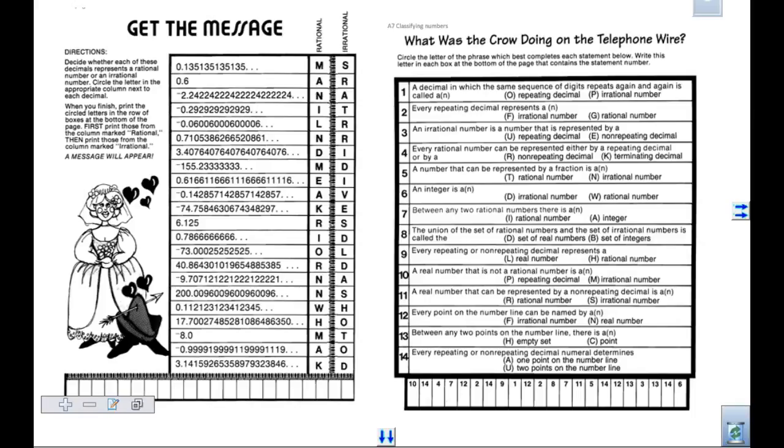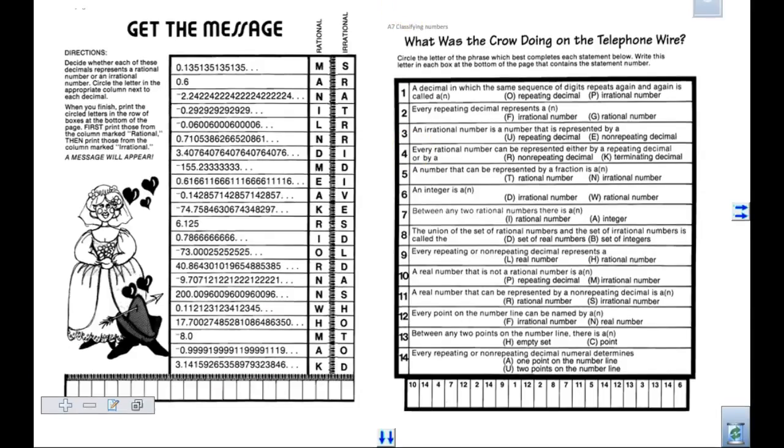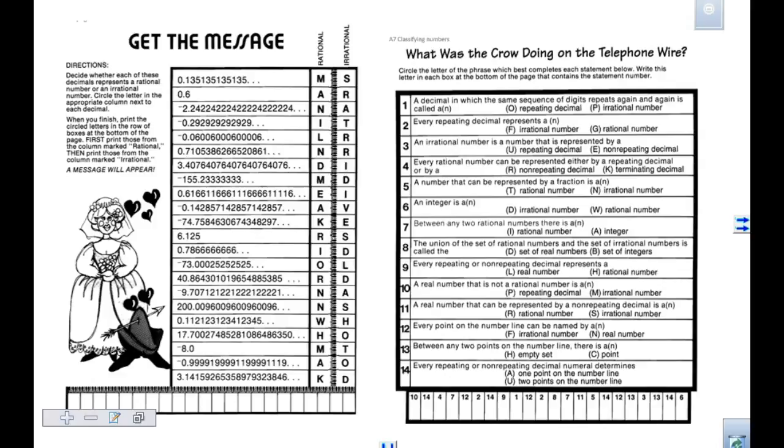Way down first, the rational column, and then the irrational. Does someone want to read my message for me? It should have been what? Go, Erin. Oh, wait.